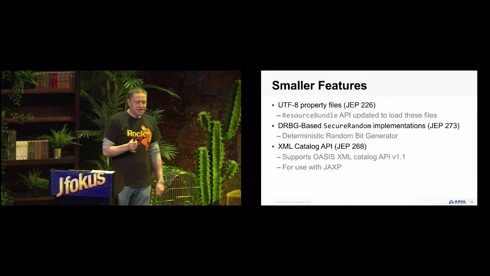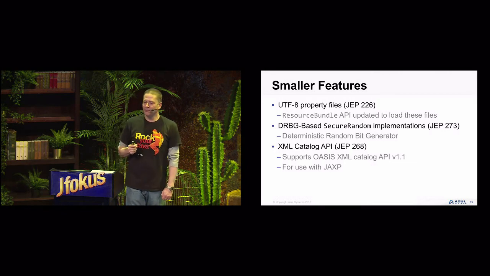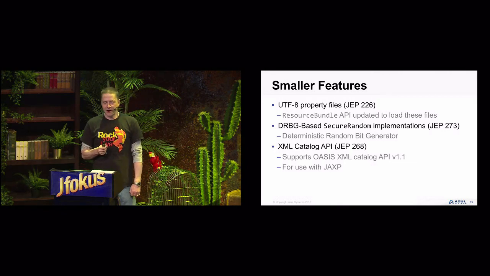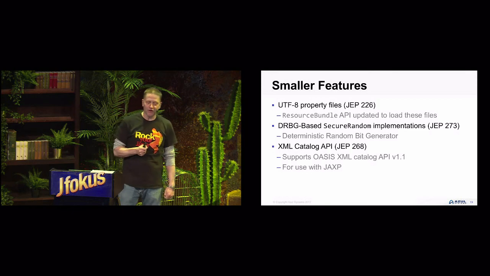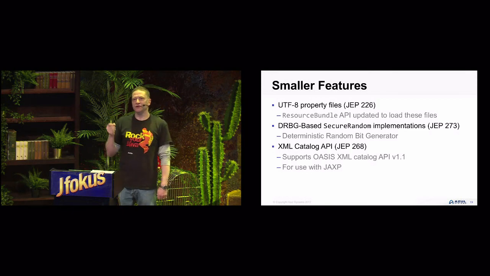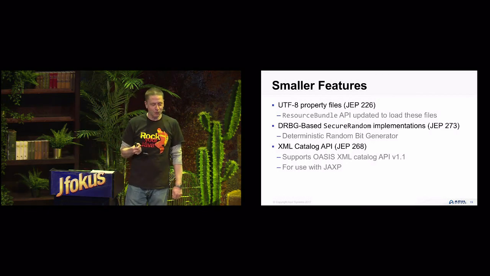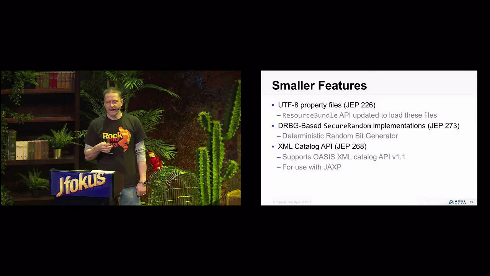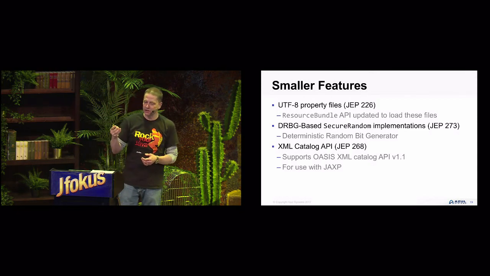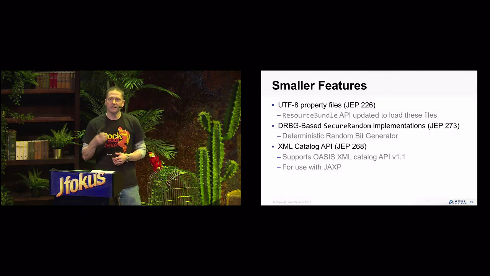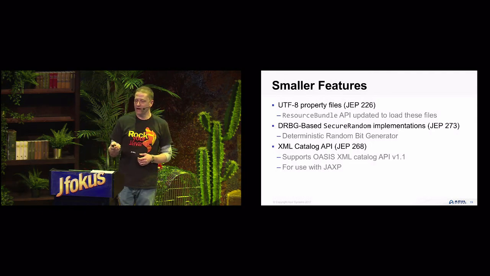Second thing, DRBG-based secure random implementation. I looked this up as well, and apparently DRBG is a deterministic random bit generator. Now, I don't know about you, but I thought that random meant non-deterministic, not deterministic. But anyway, I haven't gone into that in any more detail. And the XML catalog API has been upgraded to the latest version from Oasis, which is version 1.1. That's used in the Java API for XML parsing.